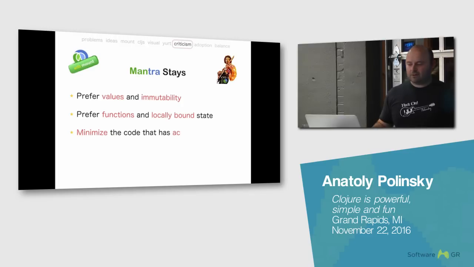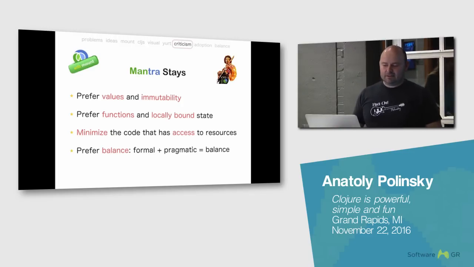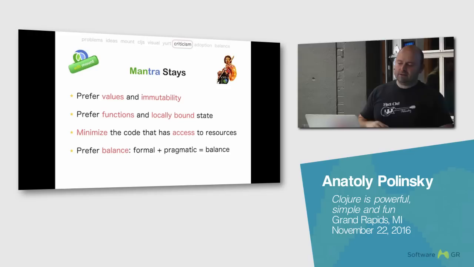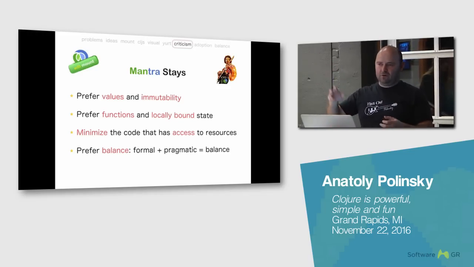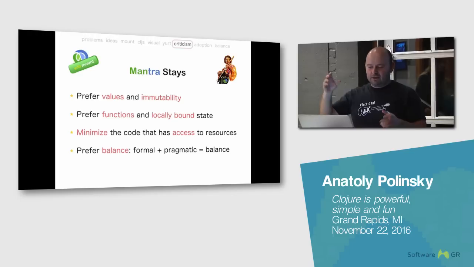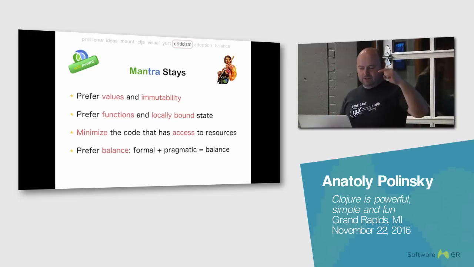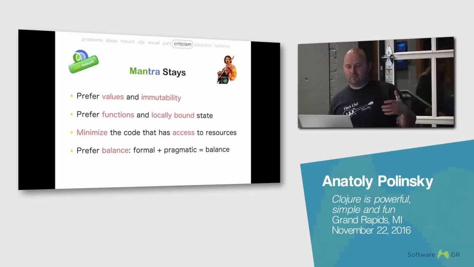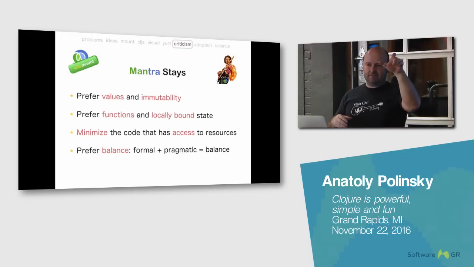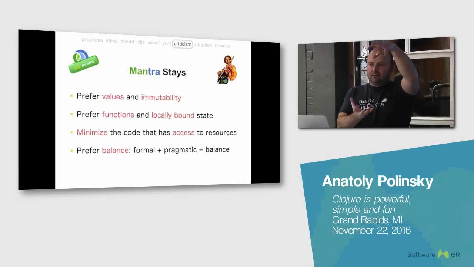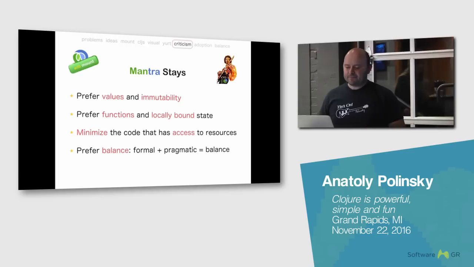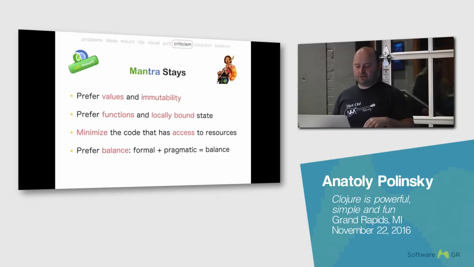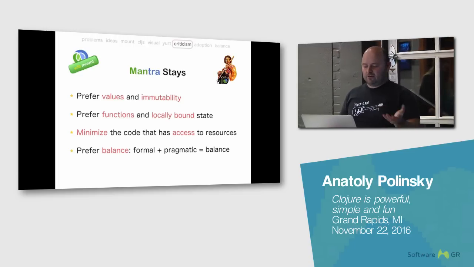Okay, so this is like a Clojure mantra, and it stays with Mount. You prefer values and immutability. Your states are values, right? And they're managed, so if you create an immutable value, it's not going to get changed by Mount. You can start it and stop it if it's a resource, but the value will be immutable. You prefer functions and locally bound state. This is an example with send SMS. When we locally bind within the let binding, we locally bind the function into Mount, started and stopped. You minimize code that has access to resources, and prefer balance, formal plus pragmatic.